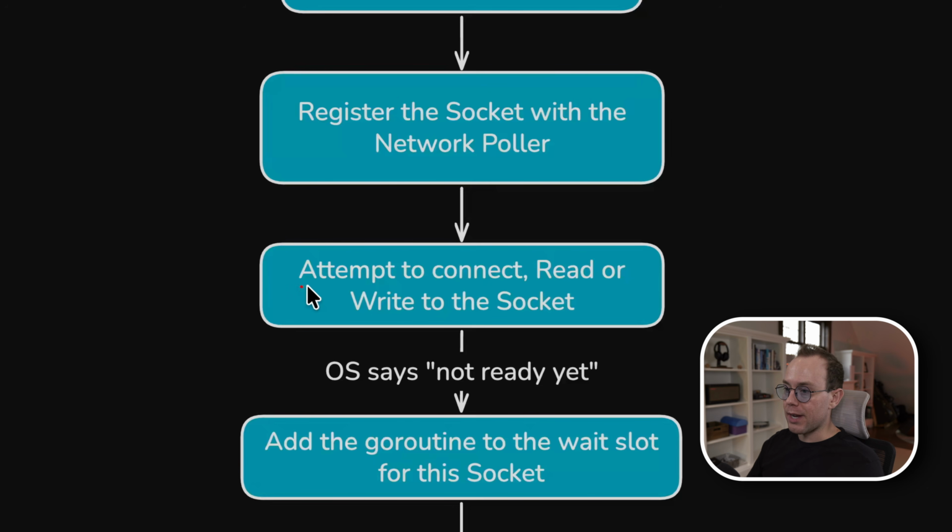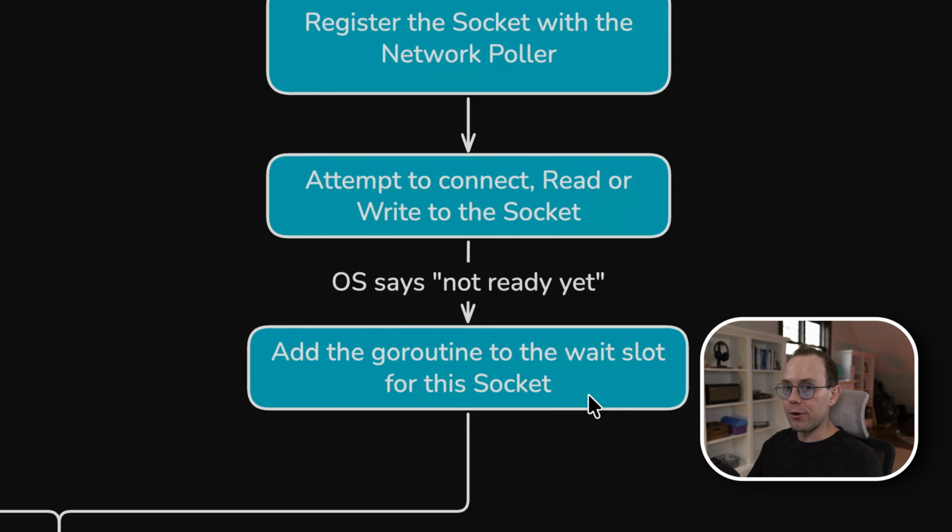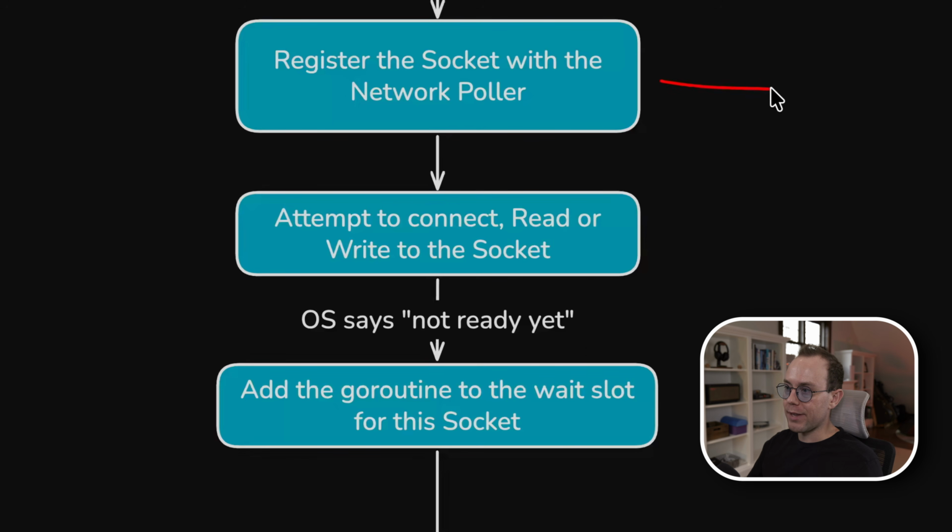So we attempt to connect, read, or write to the socket. And if the OS says that that would have been a blocking call, meaning the socket is not ready yet, then we will add the current Go routine to the waiting slot for this socket. So when the network poller gets notified that the socket is done, it knows which Go routine to wake up because it is in the wait slot.